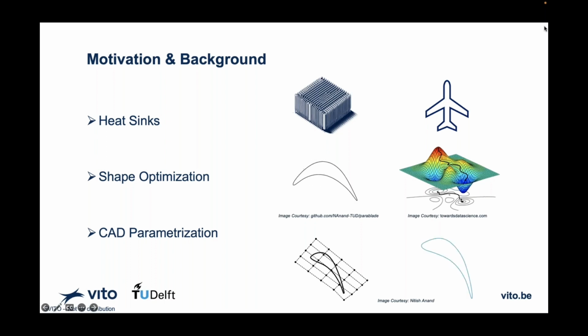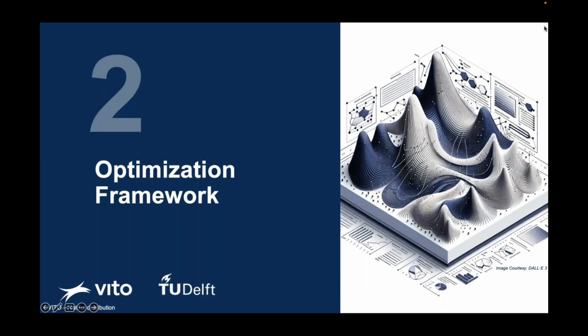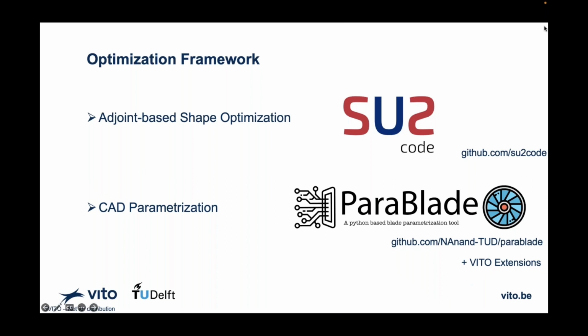One solution for that is to use CAD-based parameterization, where we have complete control over the design surface, and that allows us to impose geometric constraints effectively. So combining shape optimization with CAD-based parameterization is very promising, but is currently unexplored. That has been my main focus in my PhD, which is to develop an optimization framework which couples adjoint-based shape optimization in SU2 with CAD-based parameterization.